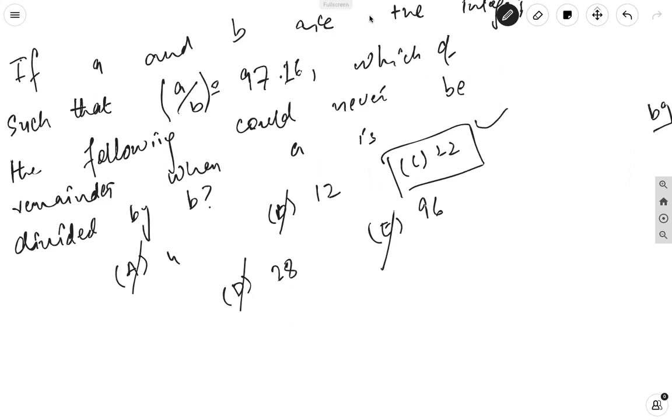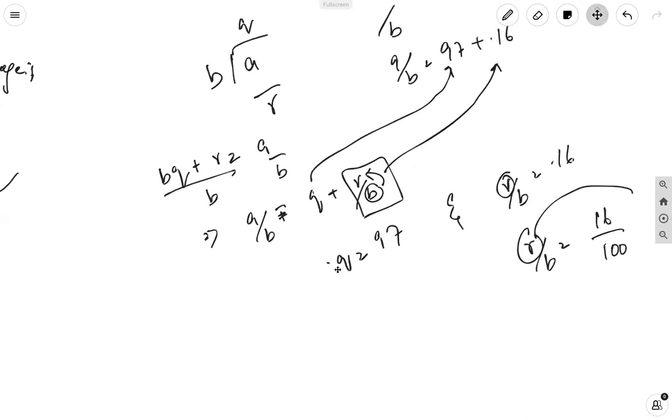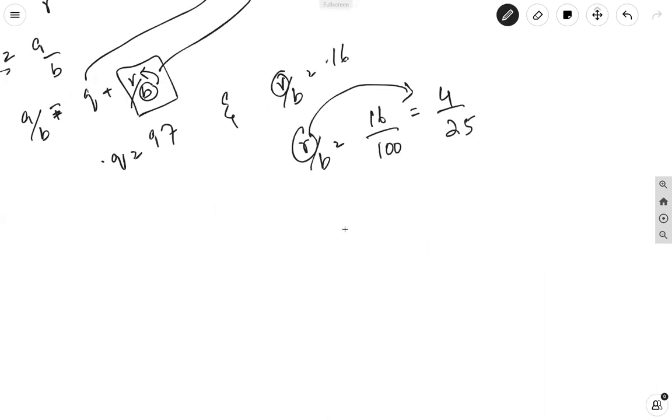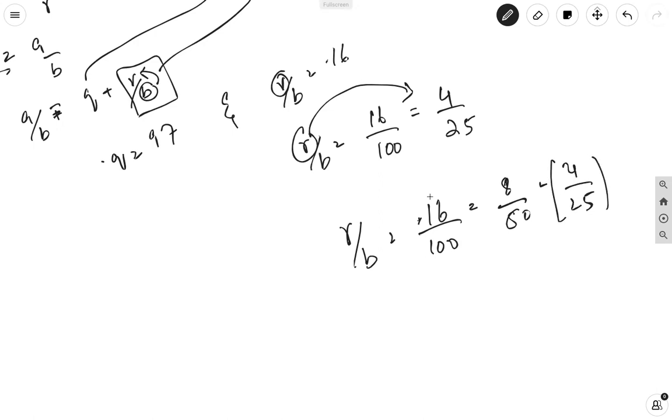Can you repeat the last portion? The last portion: R over B is equal to 0.16. Just remove the point. There are two values after the point, so it is 16 over 100. Just simplify this. If you divide by 2, this will be 8 over 50. Again dividing by 2, this will be 4 over 25. So in the least form, the remainder must be a multiple of 4.